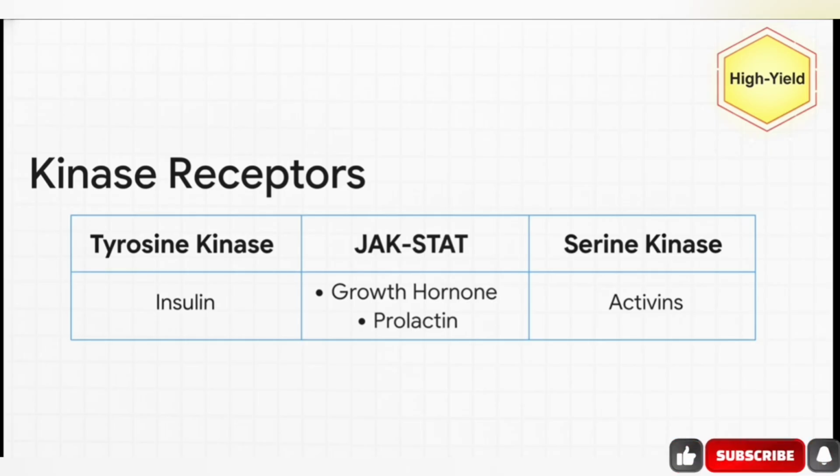Let's do a rapid-fire association here, because you really need these on your fingertips. Insulin works via the tyrosine kinase receptor, which is absolutely crucial for cell growth and differentiation. What about growth hormone, prolactin, erythropoietin, and leptin? They all use the Janus kinase receptor, specifically the JAK-STAT pathway. And serine kinase is used by reproductive hormones like activins and anti-Müllerian hormone.